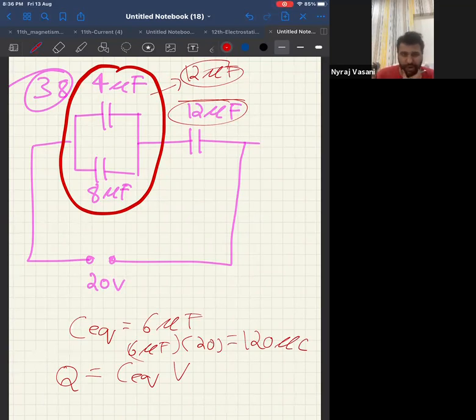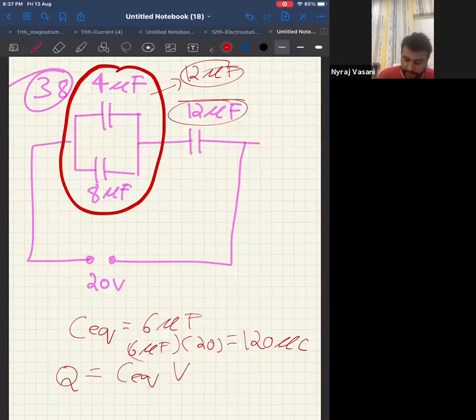First thing, what did I do? I drew the diagram according to the question. Then what did I do? I found out equivalent capacitance. What was my equivalent capacitance? 6 microfarad. Now I got equivalent capacitance and I have got the voltage. I have C, I have V. Can I get Q? Q is equal to CV. Therefore, I got Q is equal to 120 microcoulomb. First part is done. Now let me come to the question.